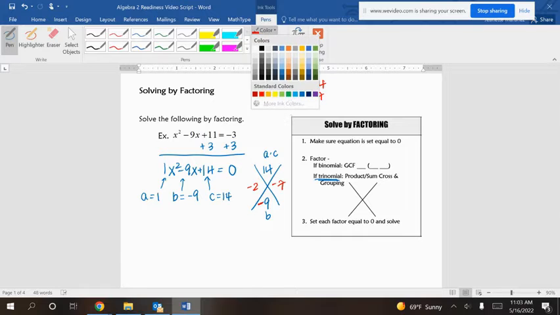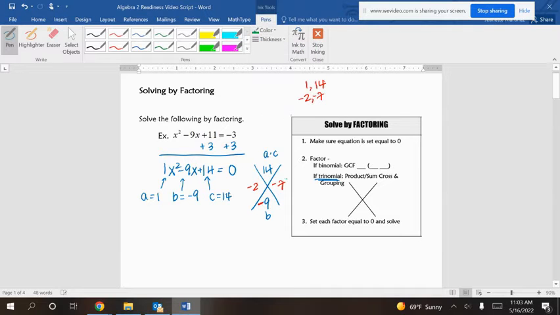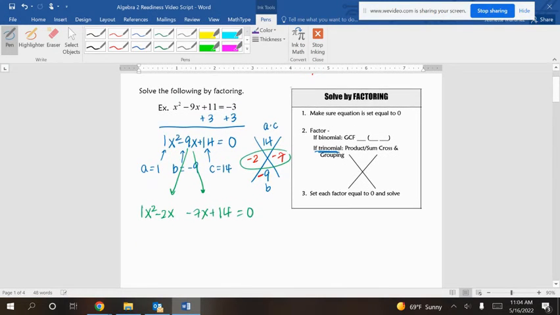The idea behind these two numbers you just got, the negative 2 and the negative 7, is that they'll help you split up this middle term. You're taking this negative 9x and breaking it up into negative 2x and negative 7x. So I have a 1x squared from the beginning, then the negative 2x and negative 7x, and then the 14 from my original equation. I'm just rewriting this equation, but splitting up that middle term.